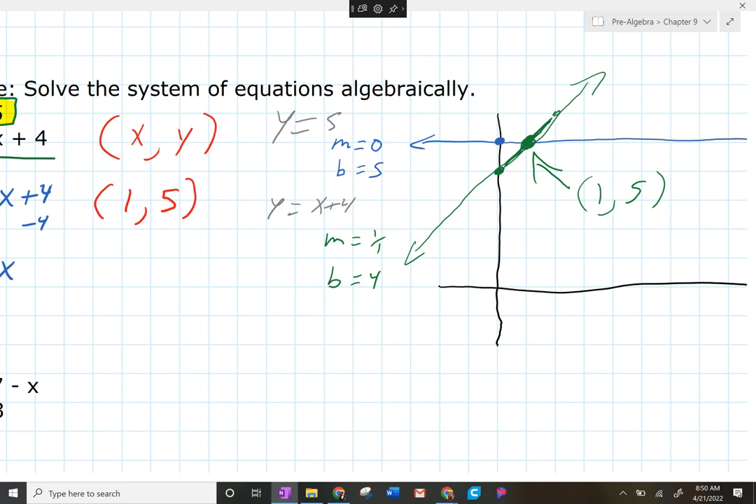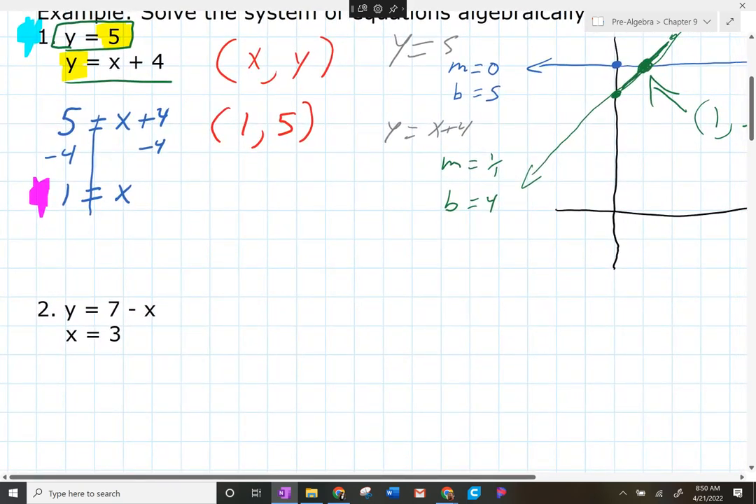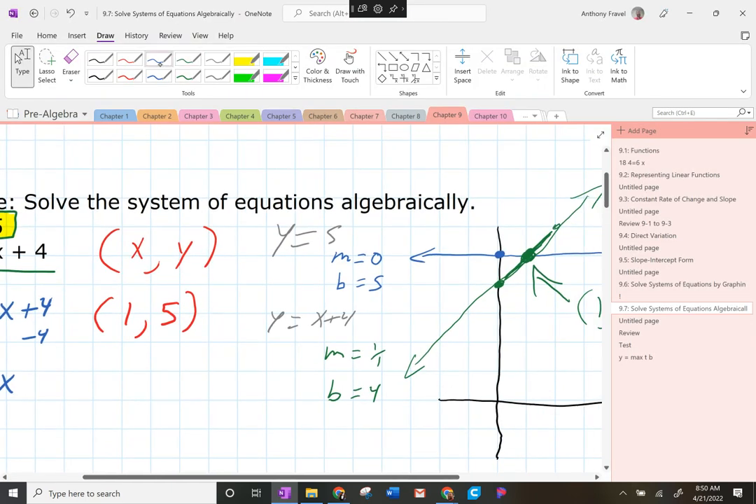The algebraic way of doing things, again, you don't always have to do the algebraic way, but the algebraic way of doing things allows you to solve it without having to draw a picture, without having to have that visual representation. Okay? Also, if you have some bigger numbers, it's a lot easier to plug things in. Okay, I'm going to go on to example number 2.